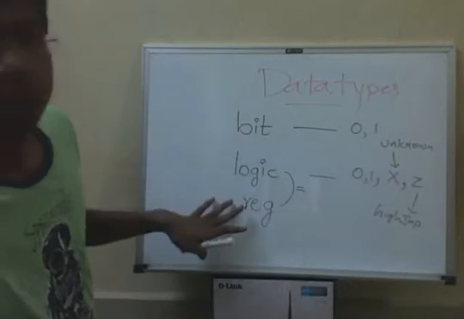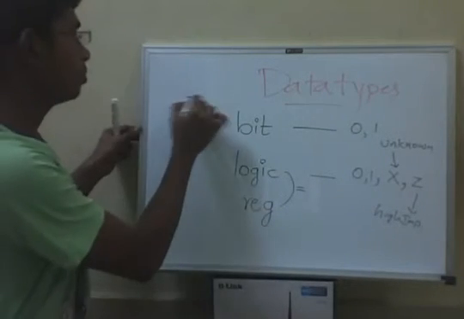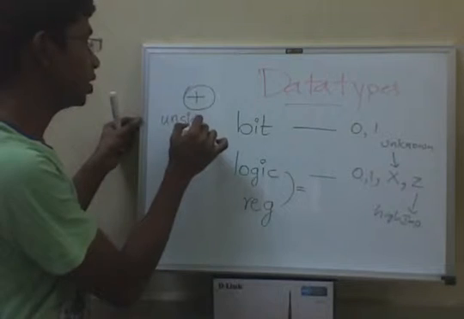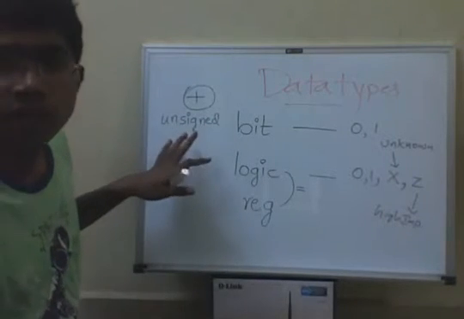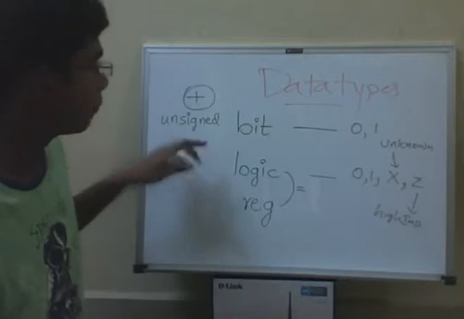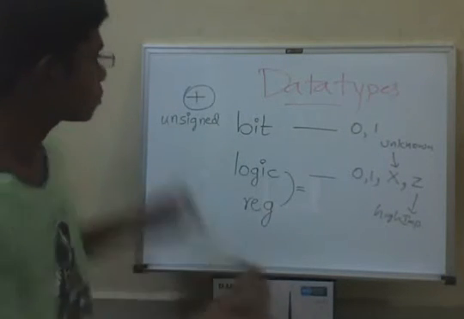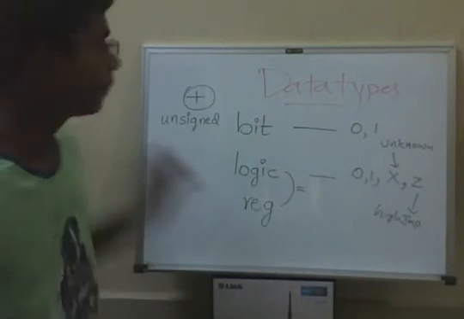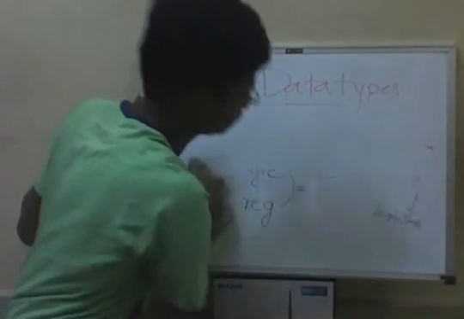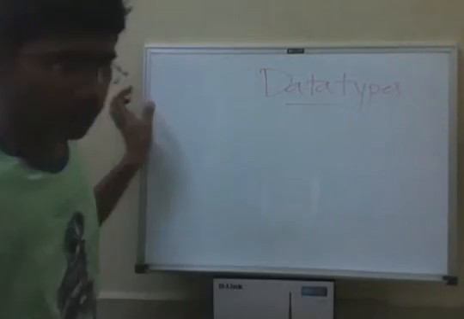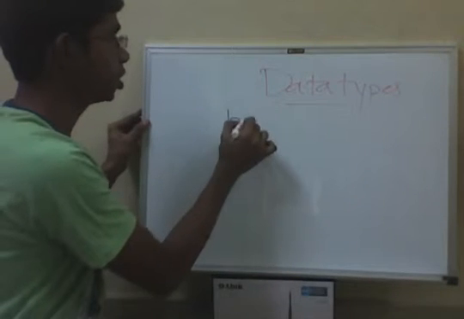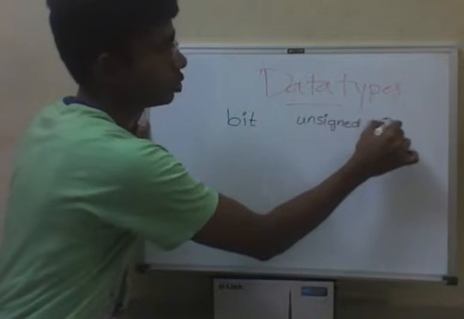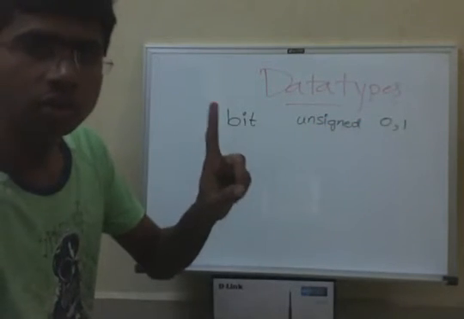So these are the basic three data types, which are positive by default. We say unsigned. You don't put any sign before these numbers. That means positive, unsigned. By using these basic data types, we can derive bigger types. For example, the first one is bit, which is unsigned, means positive, which can store either 0 or 1, a single digit.